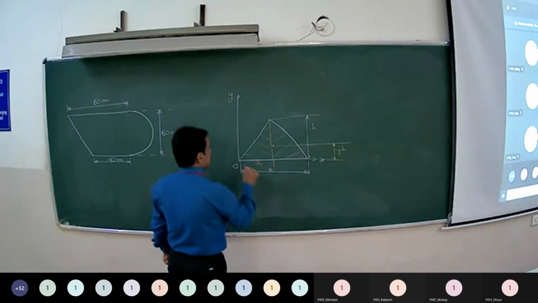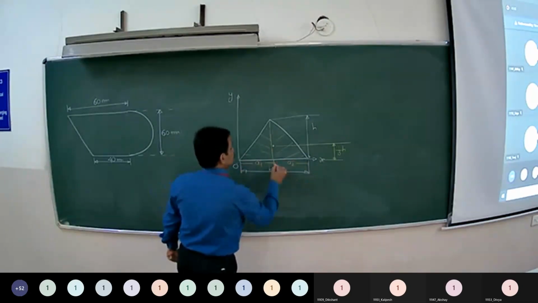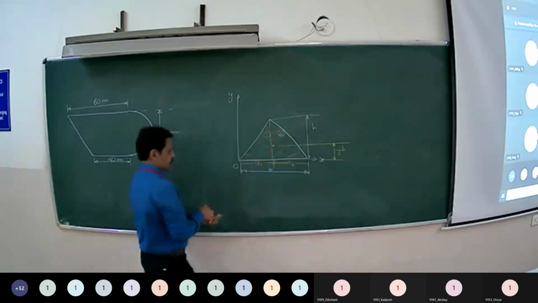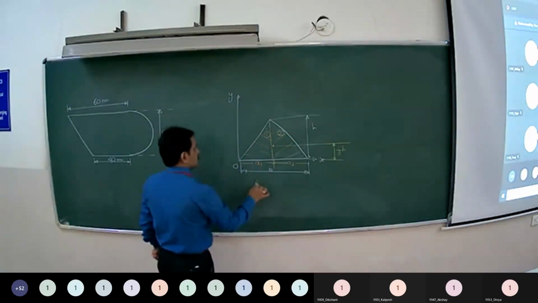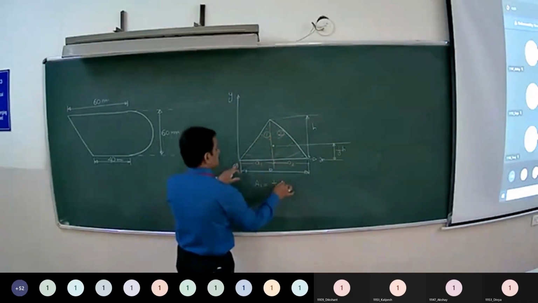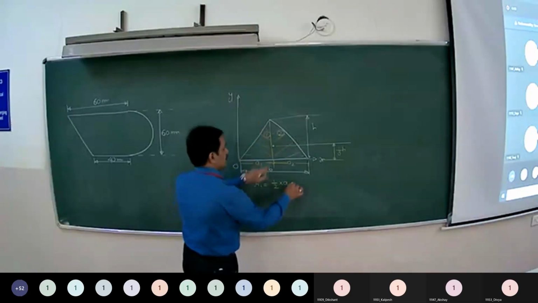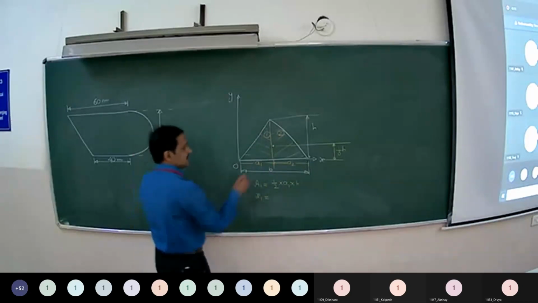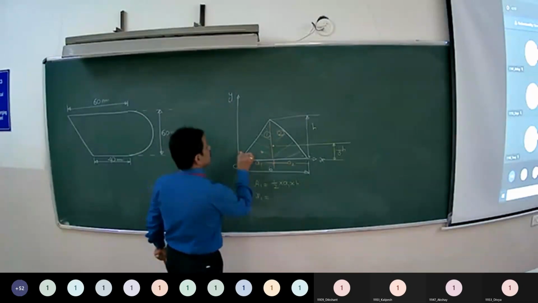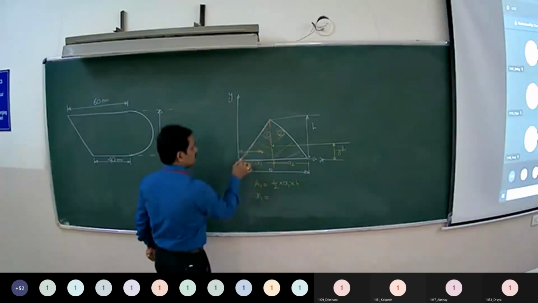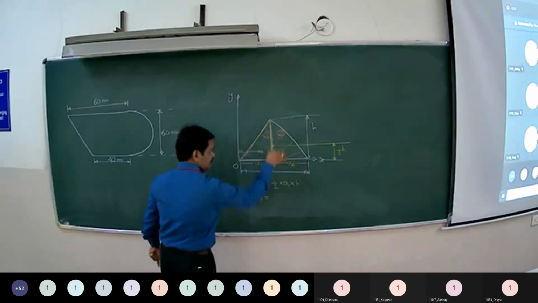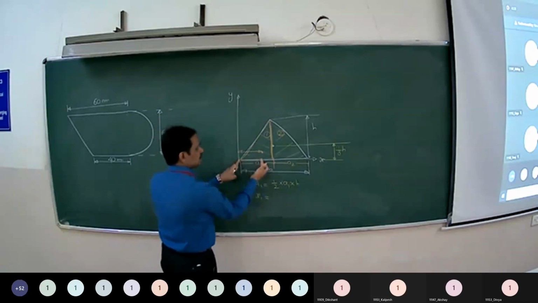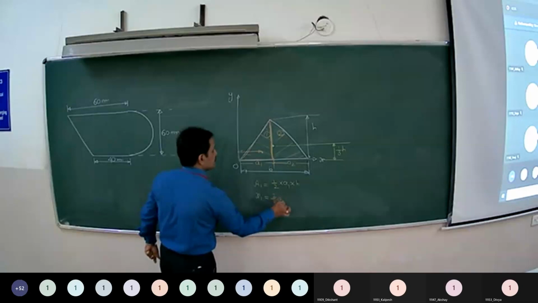Suppose this is A1, A2. Say triangle 1, triangle 2. For triangle 1, A1 is equal to half into base A1, height is H. X1 means the distance of centroid of triangle 1 from the y-axis. If you consider this right angle triangle with this as the base, it is 1/3 of A1 from this side, and from the other side, 2/3 of A1. So it is 2/3 of A1.